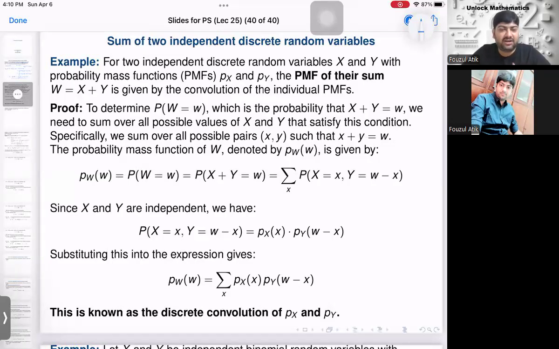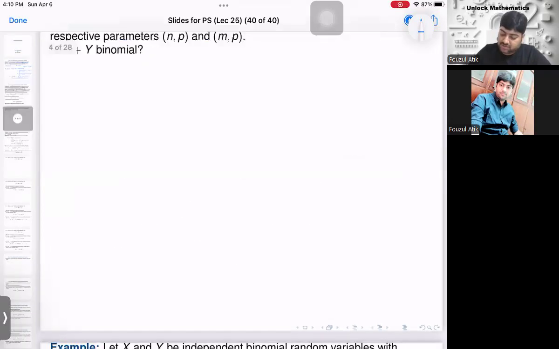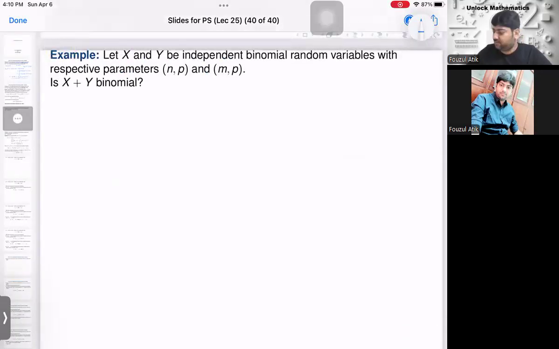Then we will take x and y as different kinds of discrete random variables, and we'll see what their sum is. To discuss that, first we will take x and y as binomial random variables with respective parameters n, p and m, p. So x is a binomial random variable with number of trials n and probability of success p. Similarly, y is a binomial m, p random variable. Now, what is their sum? Is x plus y again a binomial random variable? We can do this with the same property, the convolution of their PMFs. So what is that? We'll do this one.